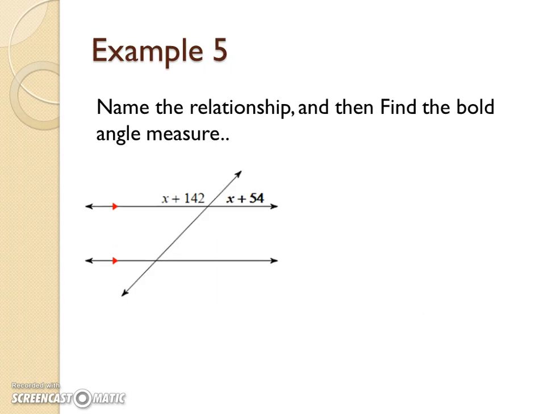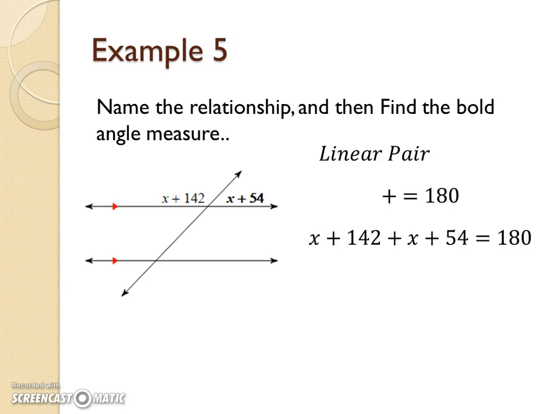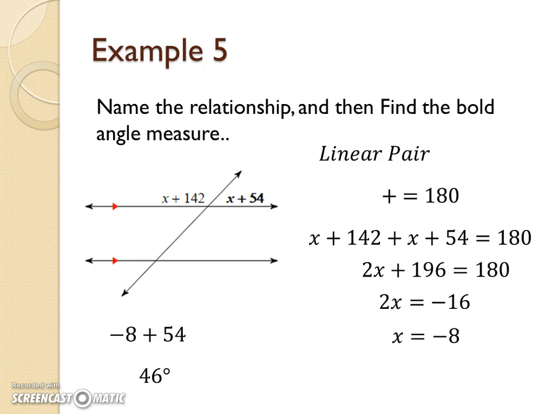In our final example here, we have a linear pair. They add up to 180. x plus 142 plus x plus 54 equals 180. Combine like terms, we get 2x plus 196. Subtract 196, we get negative 16. So x equals negative 8. Substitute it back into the bolded angle. Negative 8 plus 54 is 46 degrees.